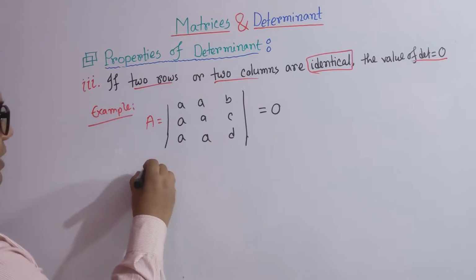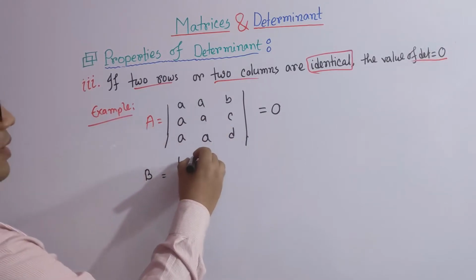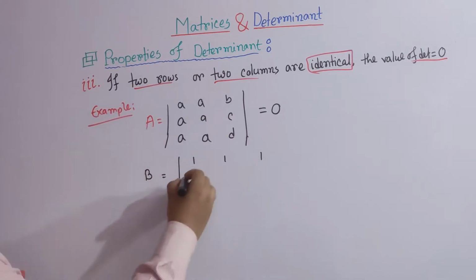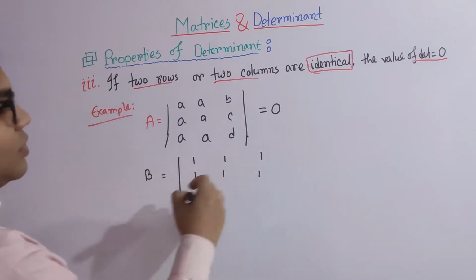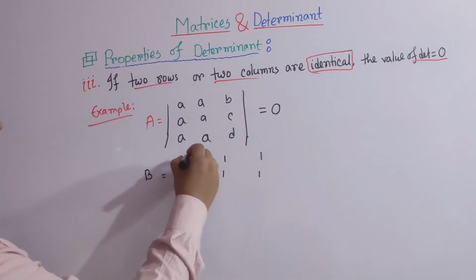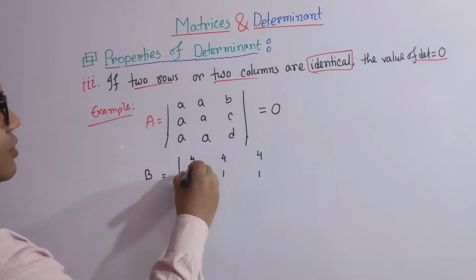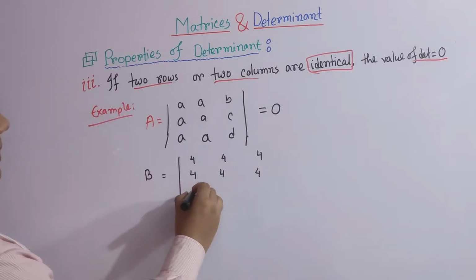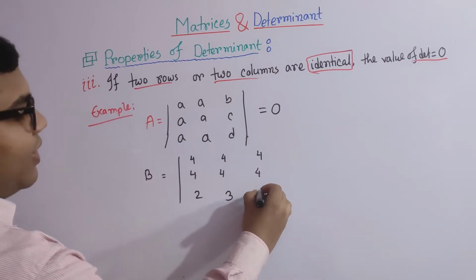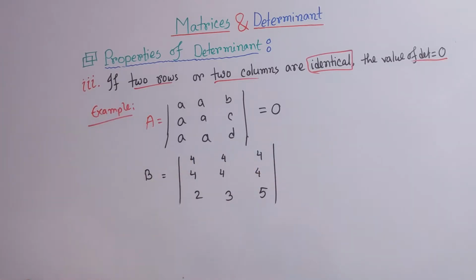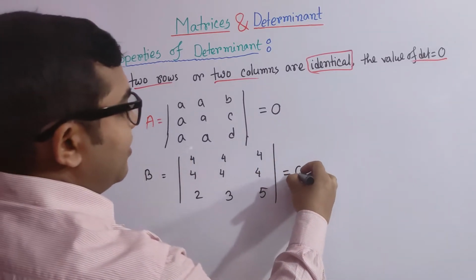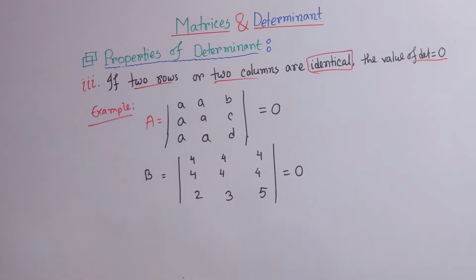Okay. Another thing, if suppose our two rows are the same or identical, it can be anything. Suppose all are 4s, and here suppose 2, 3, 5. If our two columns or rows are equal, then our determinant value will again be 0. So this is rule number 3, which is very important.